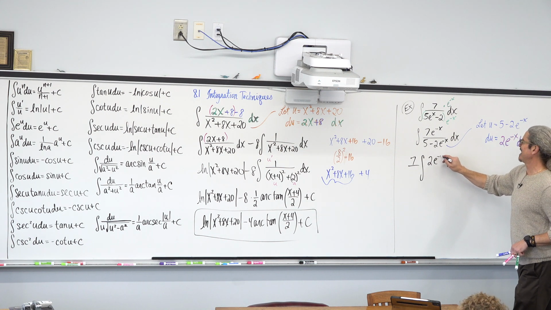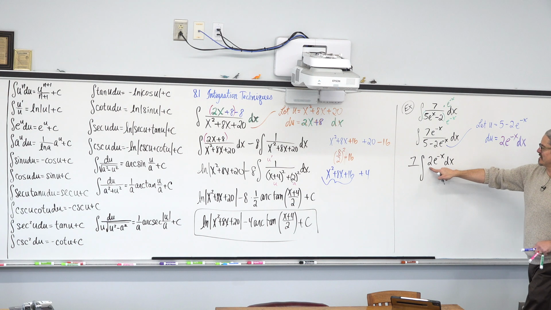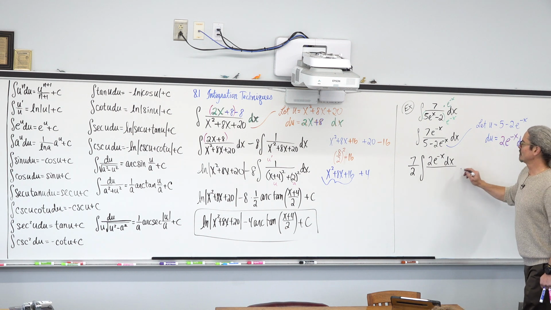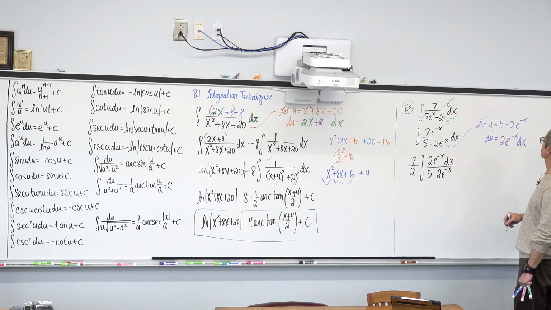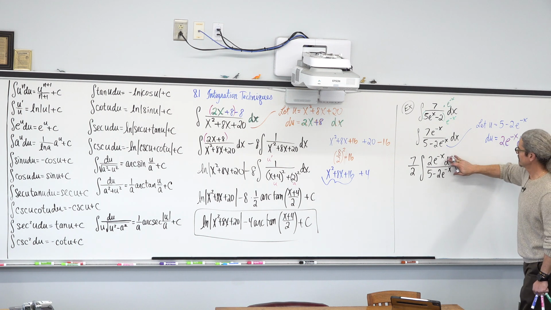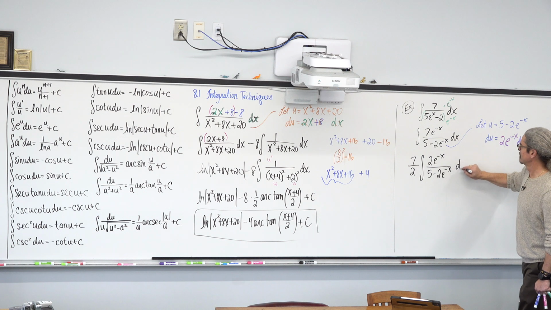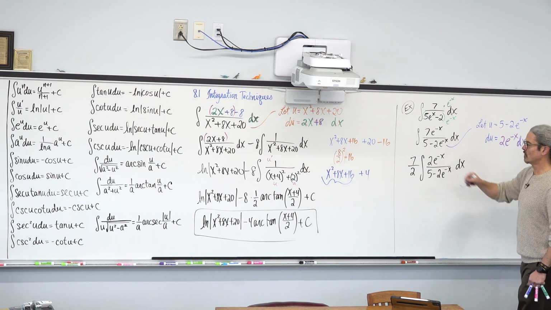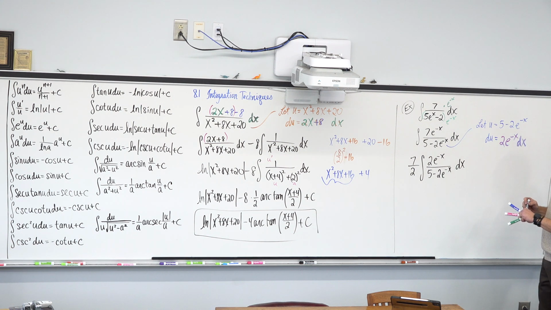2e to the negative x dx. So we're going to multiply. I need a 2 to be up here. So I'm going to multiply the numerator by 2 and balance that with the division of 2, over 5 minus 2e to the negative x. That dx should be over here on the side. Cool. So our denominator is u.